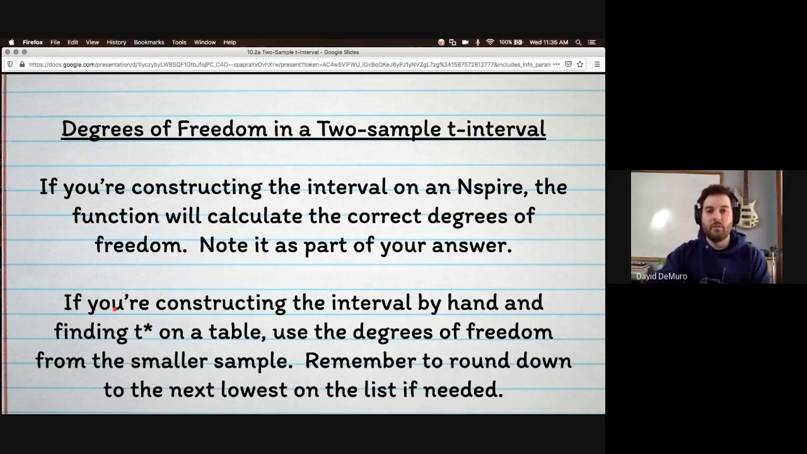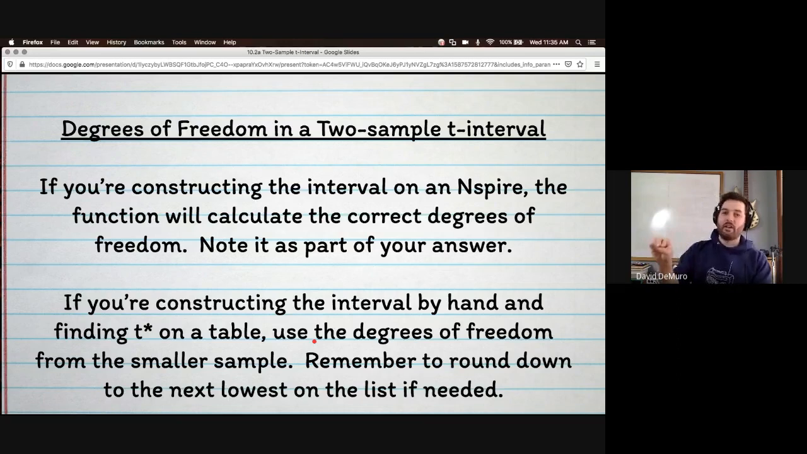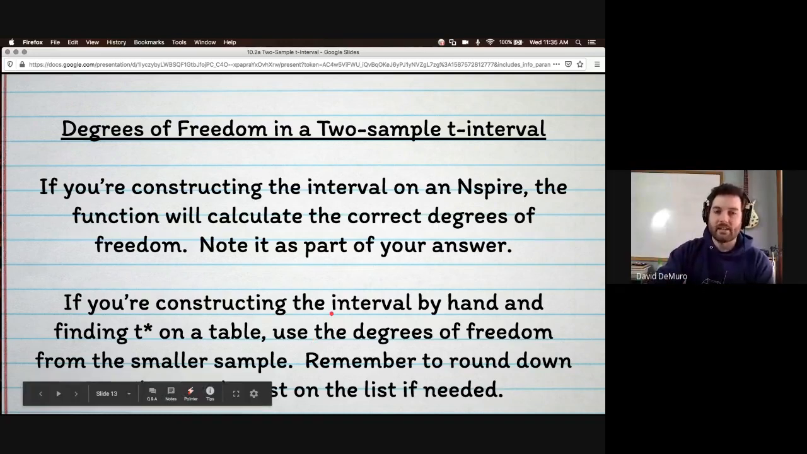Now, if you're constructing the interval by hand and finding t star on the table, you should use the degrees of freedom from the smaller sample. That errs on the side of caution. So if you have one sample that is 30 and one sample that's 20, you would use 19 degrees of freedom because your smaller sample is 20. And remember that if you're looking on the table and your degrees of freedom is not listed, round down to the next lowest. You'd never round your degrees of freedom up because that would act as if you had more information than you really have.